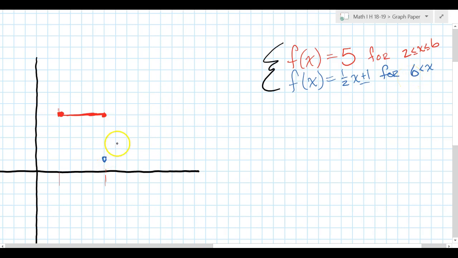An open dot, and then we look at our slope, up 1 over 2, up 1 over 2. So our open dot connects to a straight line that's going to continue on forever because there's no high end for this portion of the domain. And that's essentially piecewise functions.